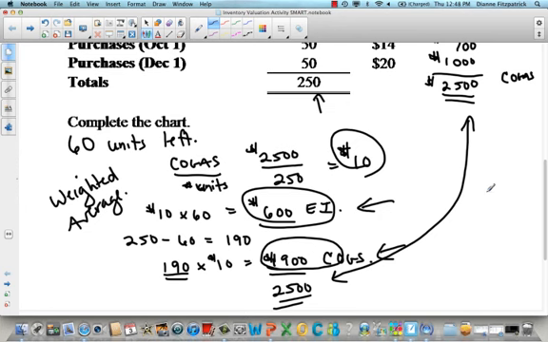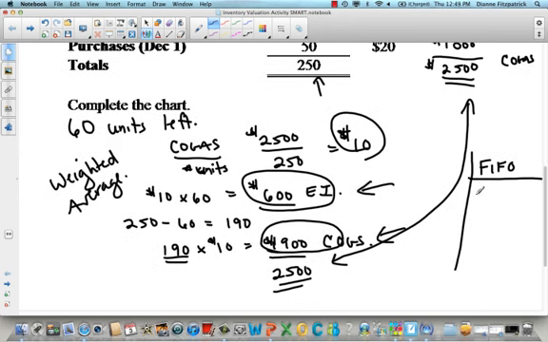If you recall from the last video, the ending inventory under the FIFO method was 1140 and our cost of goods sold under FIFO was 1360. Again, if you add those two together, you're still going to get cost of goods available for sale of 2,500. However, using the two different methods, you can see we get different results.